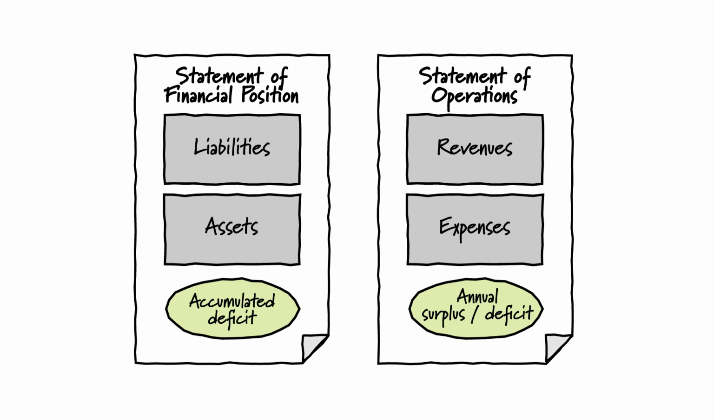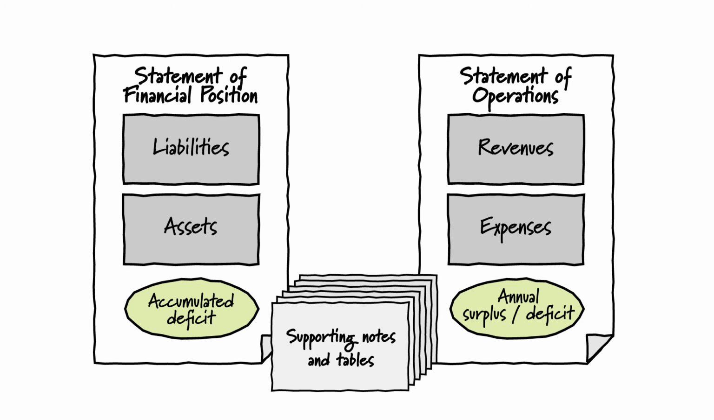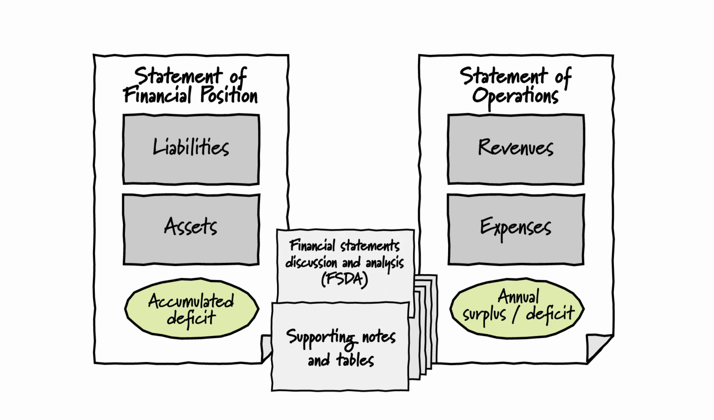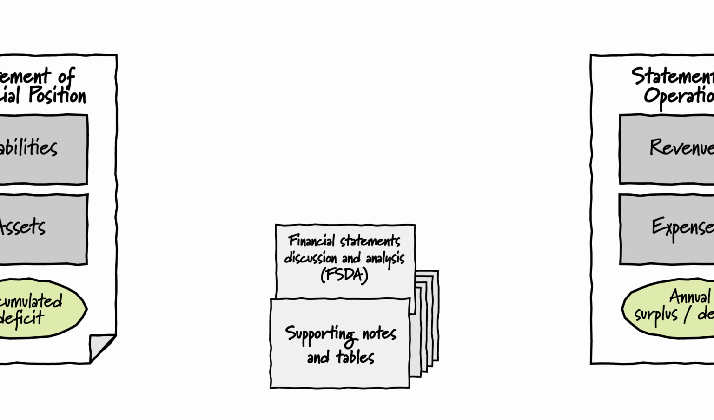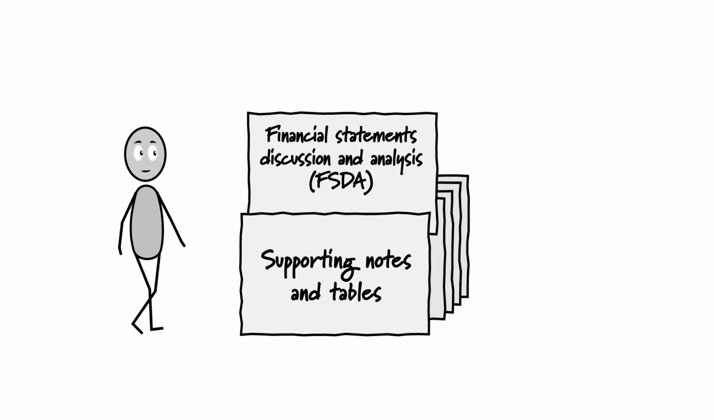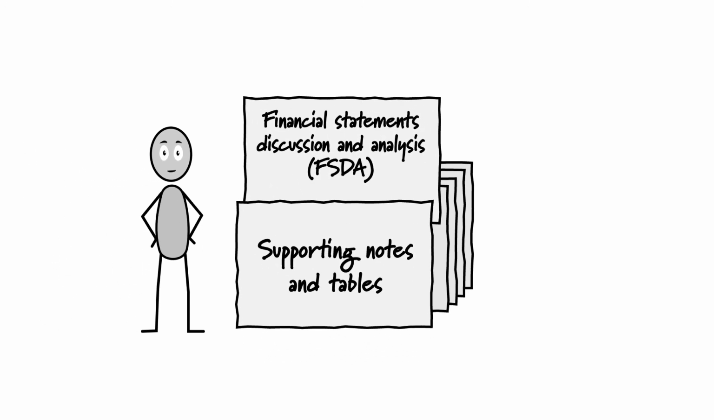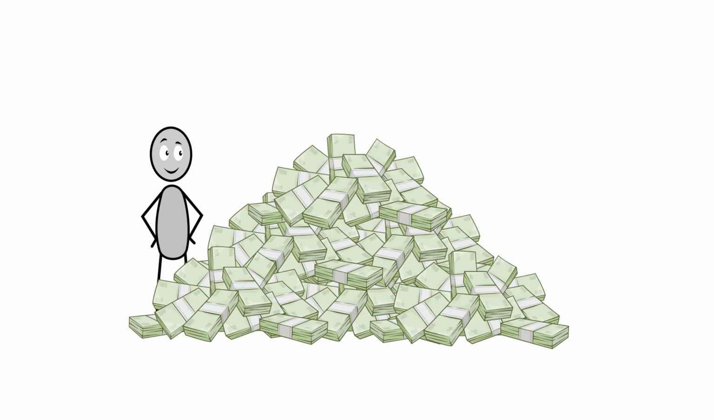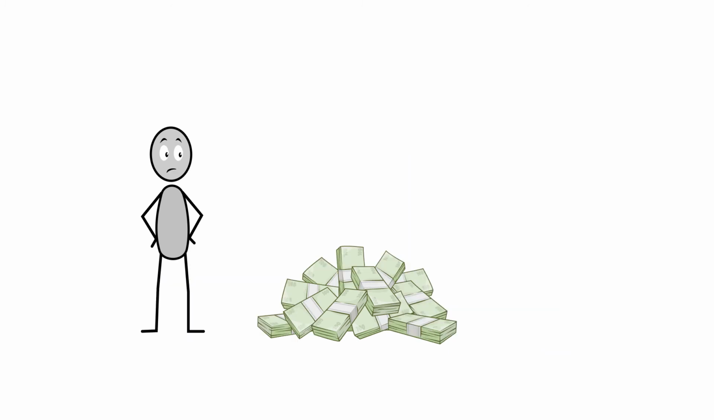However, it's important to understand that the public accounts also include many supporting notes and tables, as well as the financial statements discussion and analysis. It is in this supplementary information that you need to look to get the details of the government's financial position and appreciate the story of its finances over time. For example, if you want to know how a liability of $2.3 trillion in Note 6 of the financial statements becomes $16.5 billion in the Statement of Financial Position, then let's follow the money.